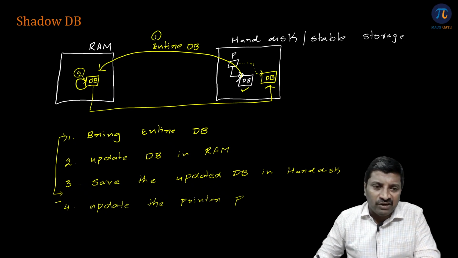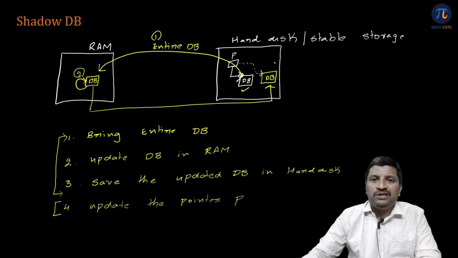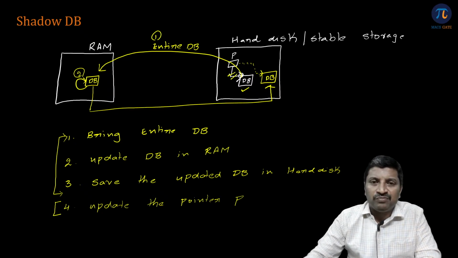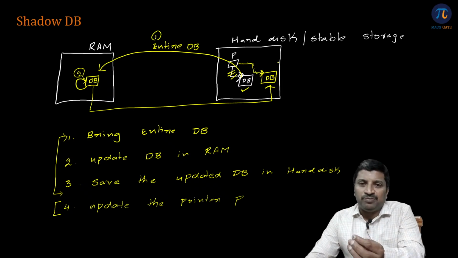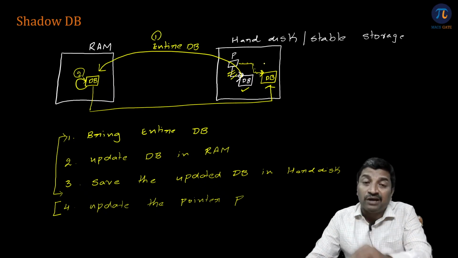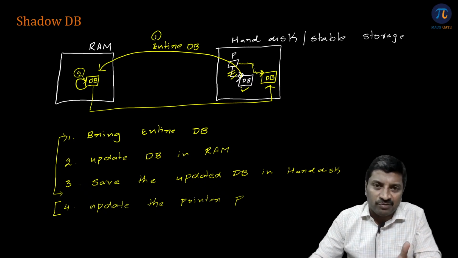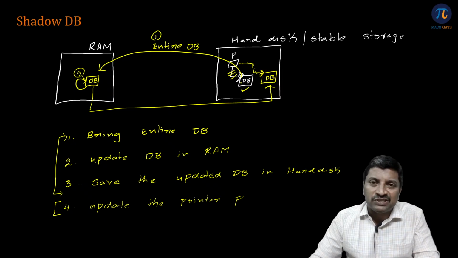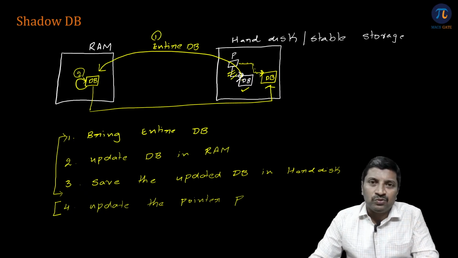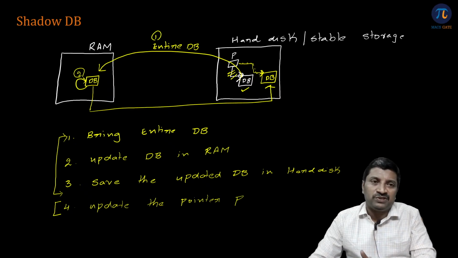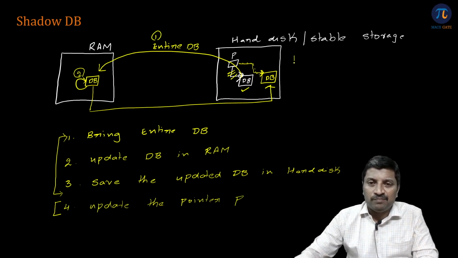Suppose there is a failure at the 4th stage, that means while we are updating the pointer. If this is successfully done, we point to the new database. If this is not successfully done, we point to the old database. So in any case, we don't lose the database. If we can complete the 4th step, then we will point to the new database. If we cannot complete, we point to the original database. That is the shadow database scheme.